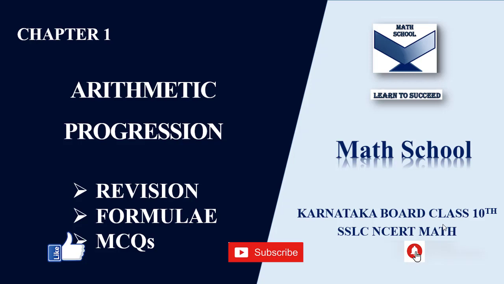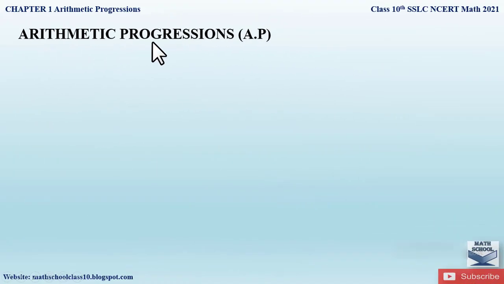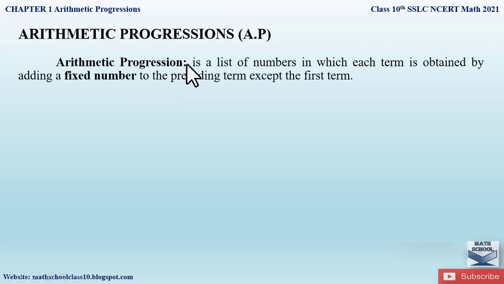So now quickly let us begin with the video. Chapter number 1, arithmetic progressions. So let us first see what is an arithmetic progression. Arithmetic progression is a list of numbers in which each term is obtained by adding a fixed number to the preceding term except the first term.